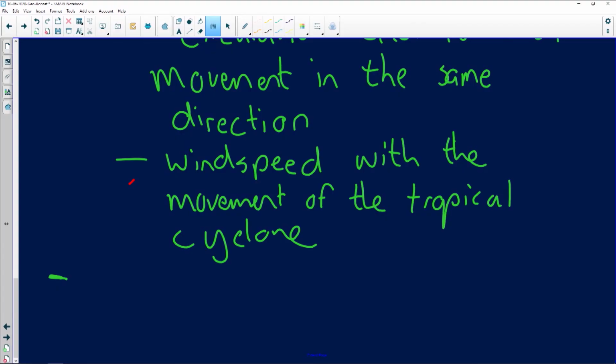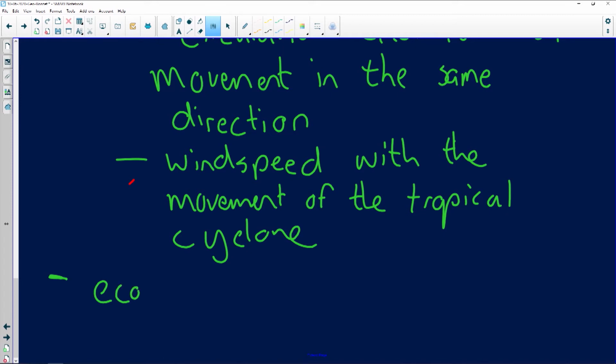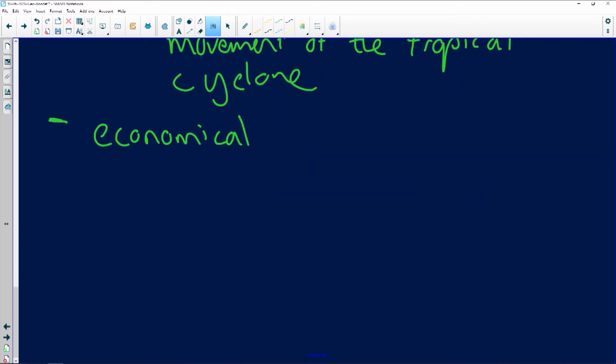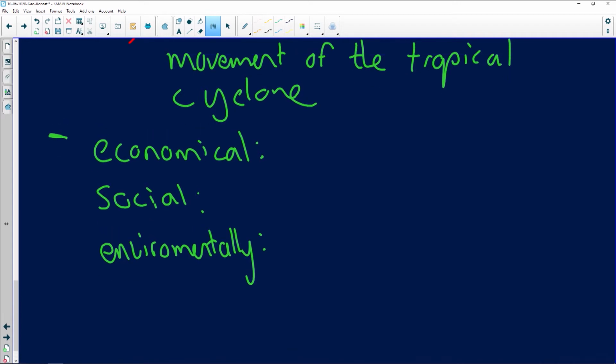So, in this question, they didn't only ask you about economical. Think social, think environmental. I'm going to write all 3 of them down. Sorry, I just want to get my spelling correct. Okay. Economical. So they ask, what impact are wind speeds going to have economically, socially, and environmentally? Okay, that's quite simple, but let's start economically.